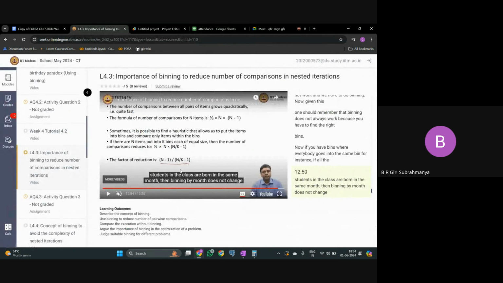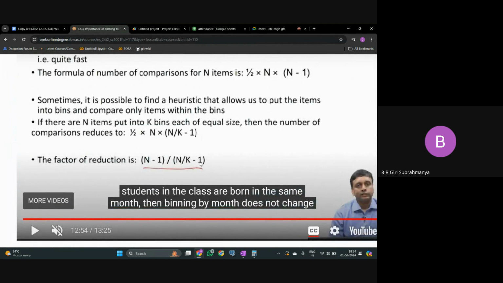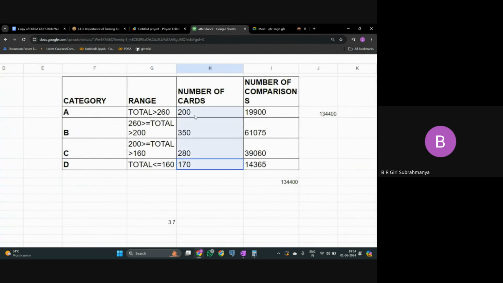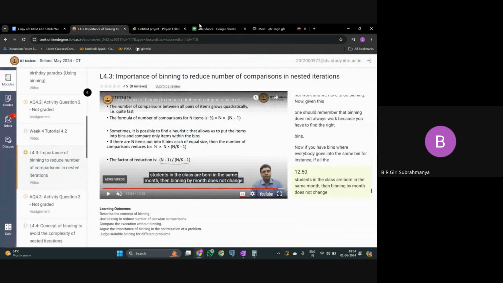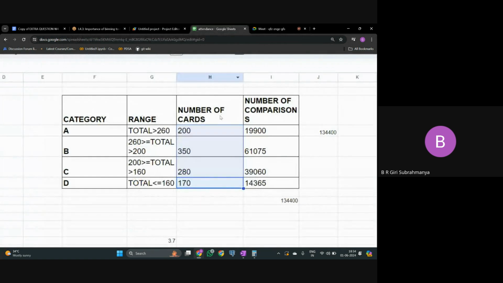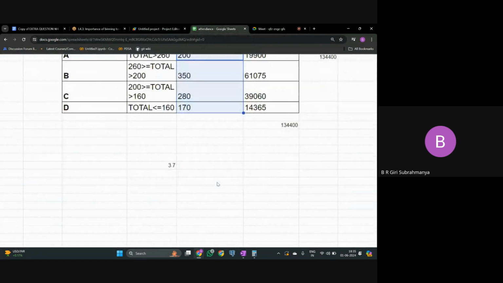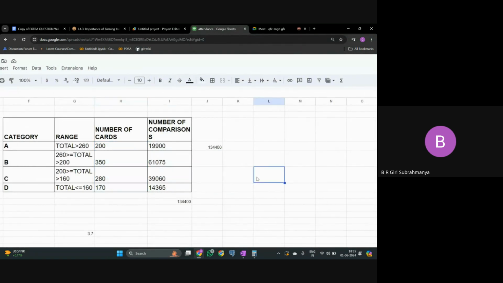See, the difference is this: n minus 1 by n by k minus 1. You should use this formula only when the bins are of equal size. If the bins are of unequal size, you shouldn't use that formula. Here the bins are of unequal size, so you don't use this formula. What will you use then? The reduction factor is the number of comparisons before binning divided by the number of comparisons after binning.